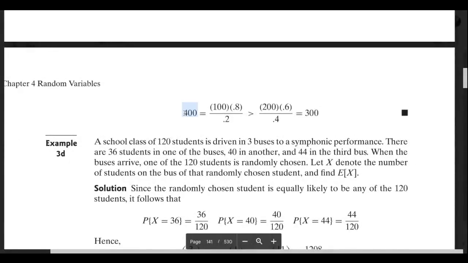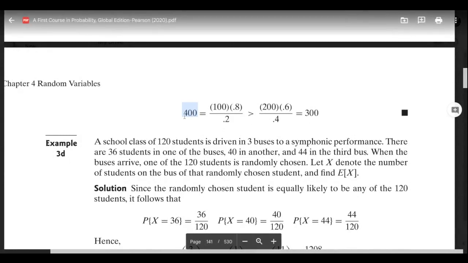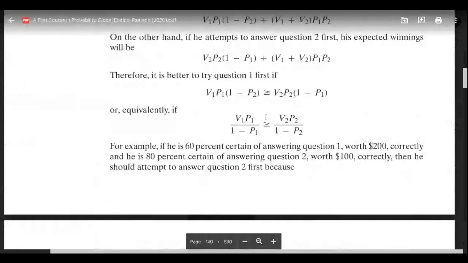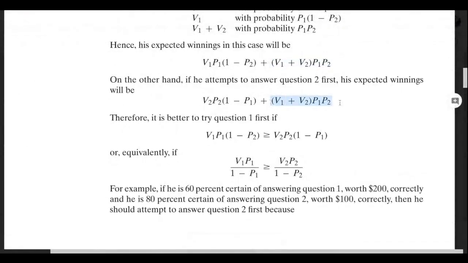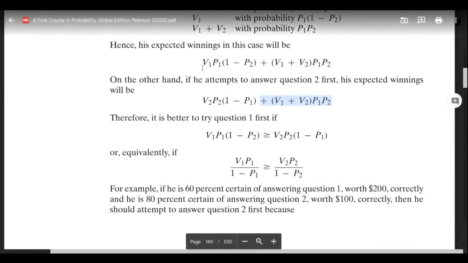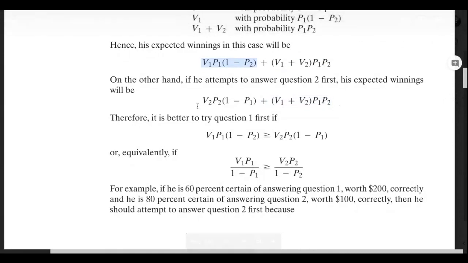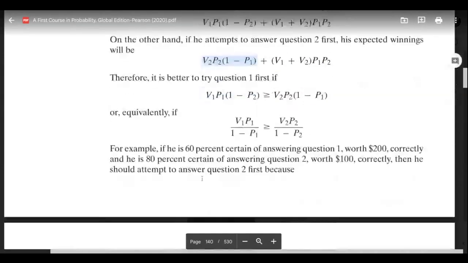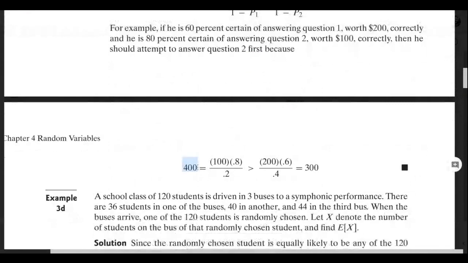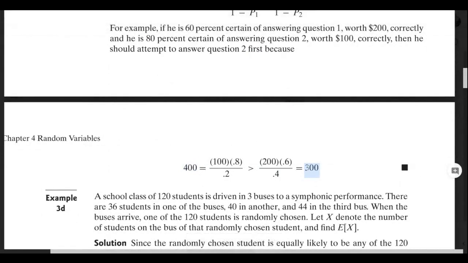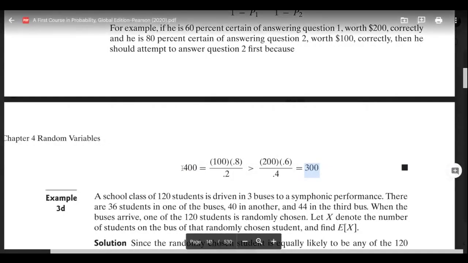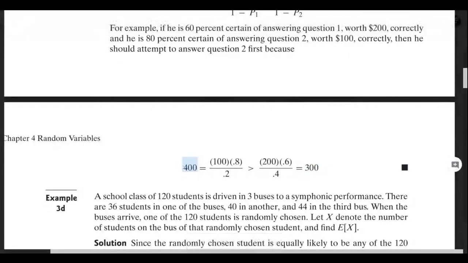So because on this side he gets 400, it's not the full expected value because we didn't calculate the second part. We just ignore it. We're comparing these two ways of doing things because this part is the same. We just compare partially of the expected value. So doing the first question is 400. Doing the second one is 300. So of course, choose the first one in this case.